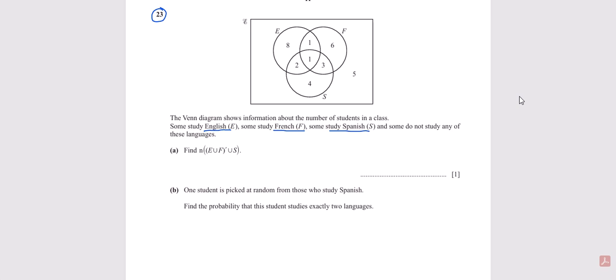E union F intersection means that the points of E and F are cancelled. Union with S is this one. So the sum of these numbers and also this number is 1 plus 2 plus 3 plus 4 plus 5. Summing these values, we get 15. So the final answer is 15.